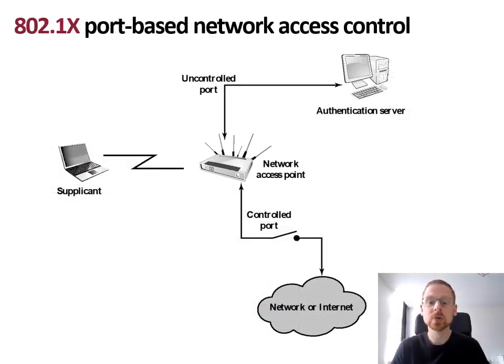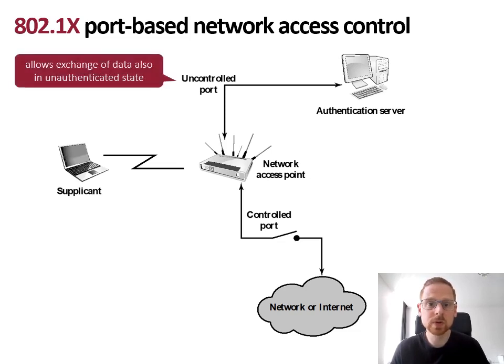IEEE 802.1x is an IEEE standard to enable network access control in IEEE-based local area networks, such as, for example, Ethernet and Wi-Fi networks. And it's based on the concept of port-based network access control. This means that it uses a concept of controlled and uncontrolled ports. These ports are logical entities defined by the authenticator and refer to physical network connections. Each logical port is mapped onto one of these physical connections.